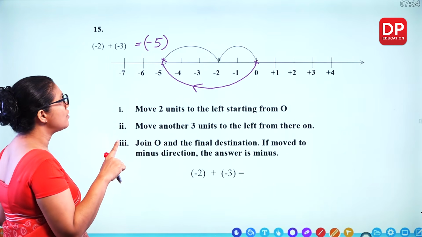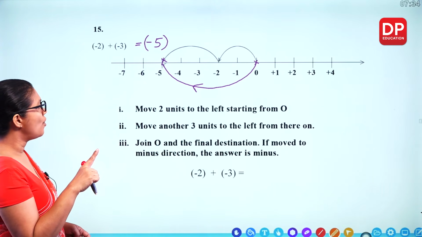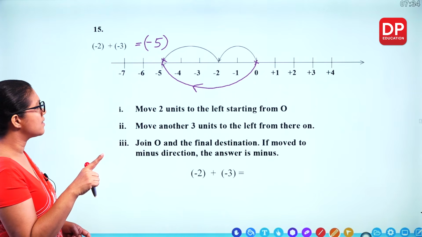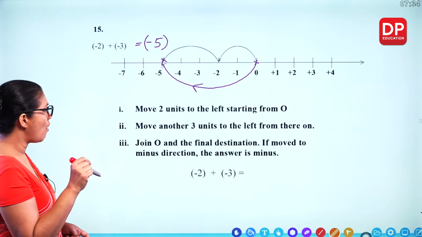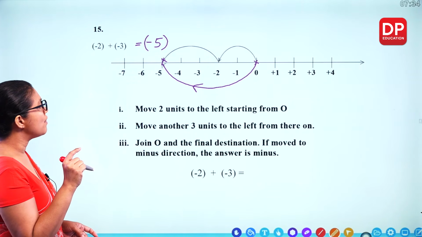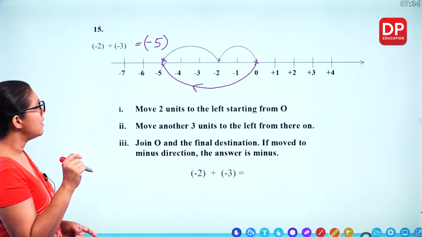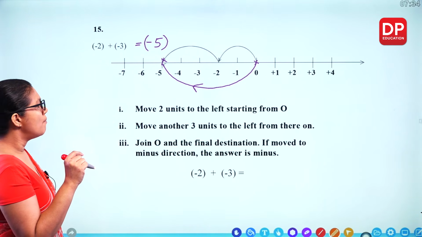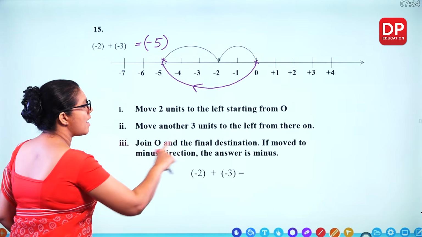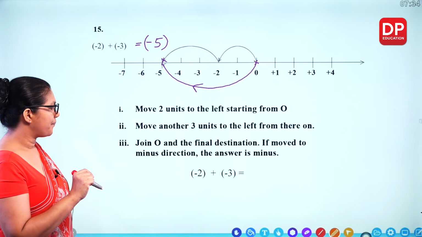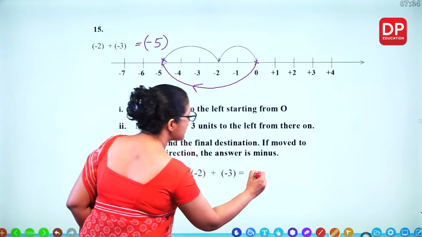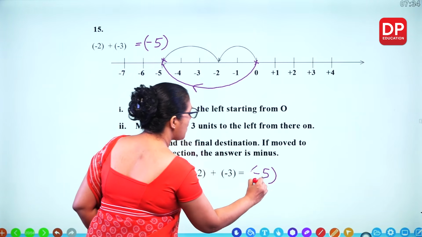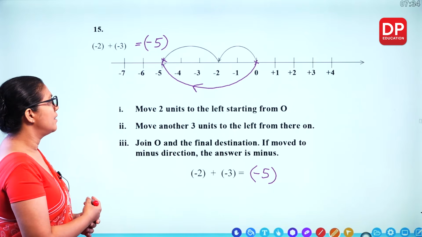Move 2 units to the left, starting from 0. Move another 3 units to the left from there on and join O and the final destination. If you move in the minus direction, the answer is minus. So minus 2 and minus 3 becomes minus 5.